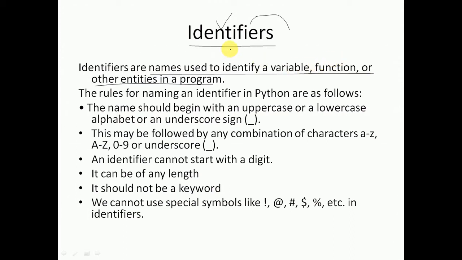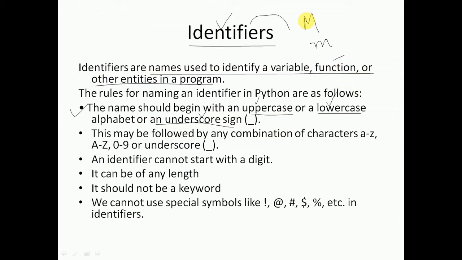We have some rules for naming an identifier in the program. Let's see the first one. The name of the identifier should begin with an uppercase or lowercase alphabet or underscore. So while naming a variable or a function, we can start with an uppercase letter, a lowercase letter, or underscore. Suppose you want to name a variable as marks, then you can start with capital M, small m, or even the underscore sign.